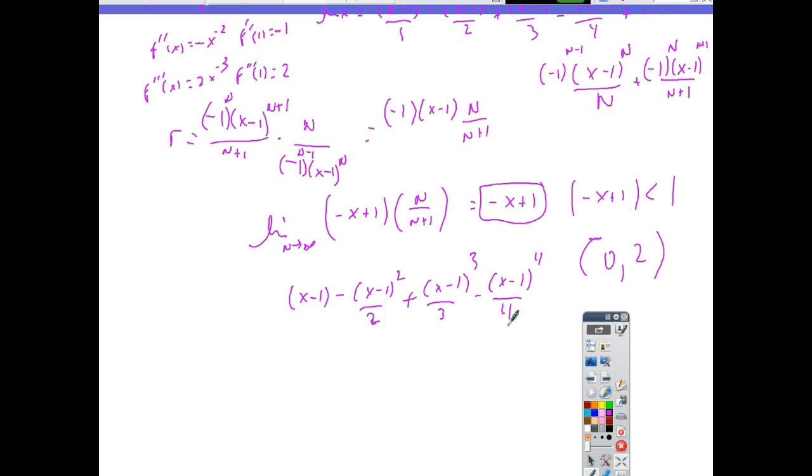Okay, so I've got to figure out whether this is convergent or divergent when I plug in 0. When I plug in 0, this becomes negative 1. This becomes negative 1/2. Is that right? 0, negative 1/3. Negative 1/4. Is that right? Yes.